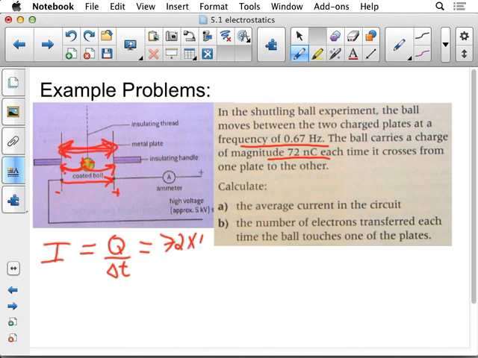times 10 to the minus 9. Or I could have probably just left it with nano. Divided by the amount of time, delta T, would be what? 1 divided by 0.67. Right. So we have to keep in mind that this is the frequency. Frequency is 1 over period, the period of time that it takes to transfer that charge, right? So T equals how many seconds?